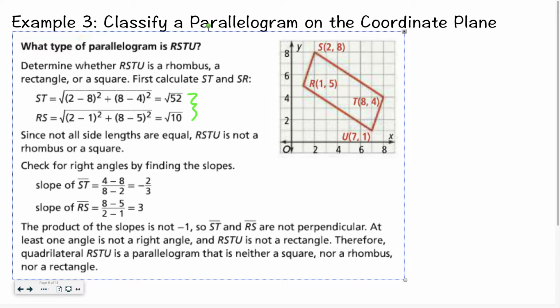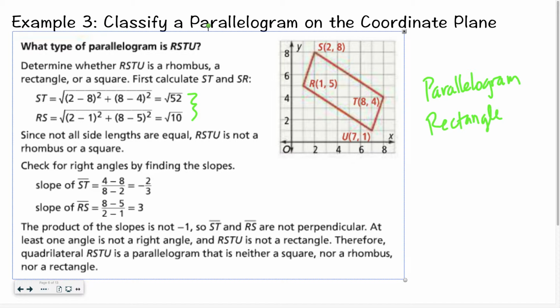Because remember, rhombi and squares have all four sides congruent. So if you got the same measure for both sides, immediately you're going to think maybe it's a rhombus or square. So now we know that it's not a rhombus, not a square. That leaves us with parallelogram or rectangle. So in order to know if it's a rectangle, what I can test is the slopes of the sides to see if I have right angles.